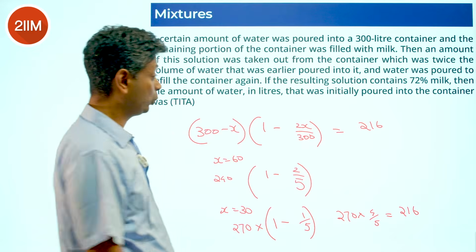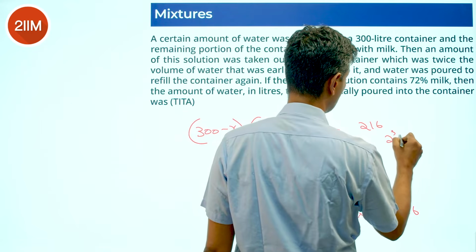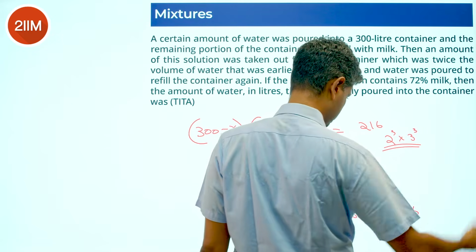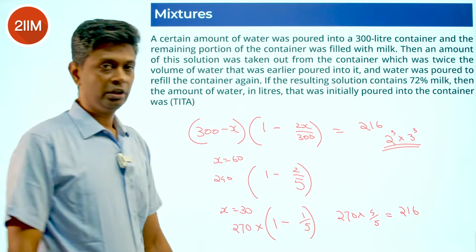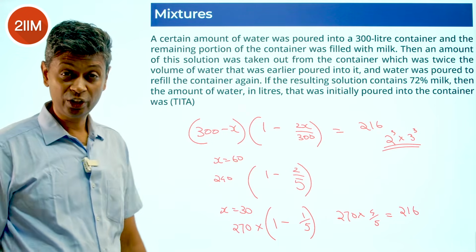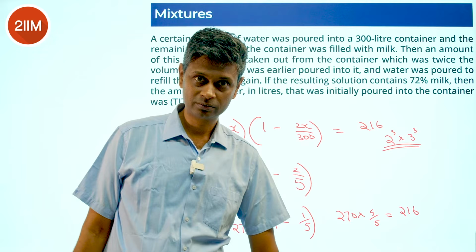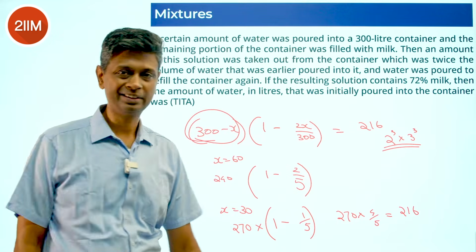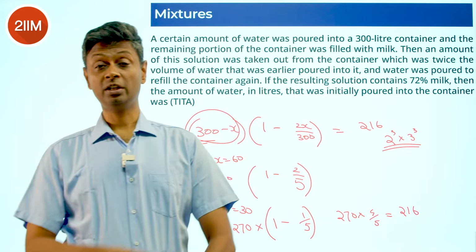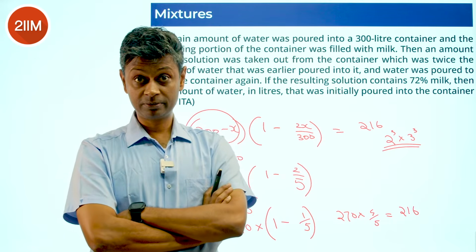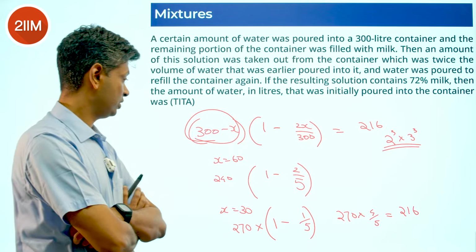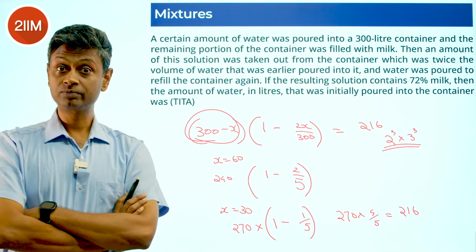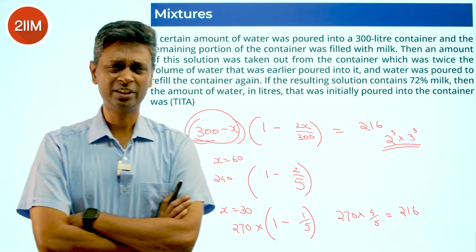The idea is that 216 is 2 cube into 3 cube. And even after something gets cancelled, we need to have 3 cubes sitting in the system. Want me to have this number, 300 minus x. Definitely it has to be a multiple of 3. Maybe it has to be a multiple of 9. In this case, a multiple of 27, 270. It works. We're done.